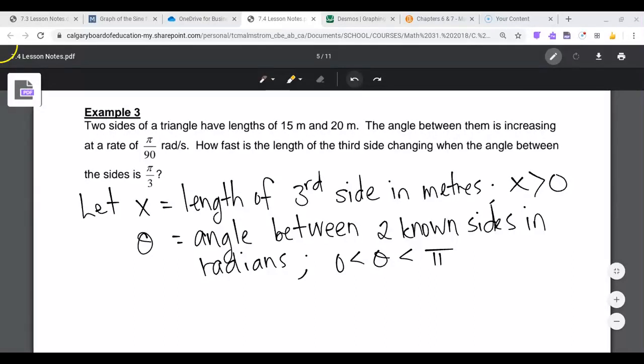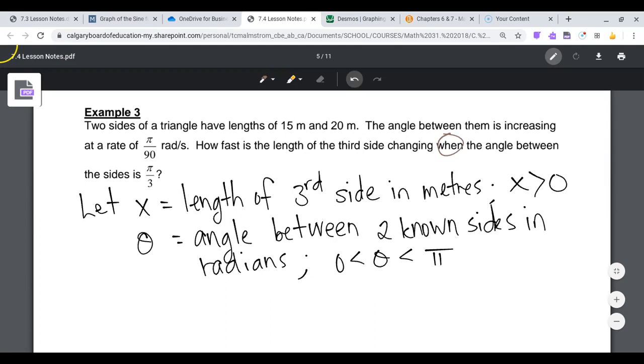Okay, example 3. Two sides of a triangle have lengths of 15 meters and 20 meters. The angle between them is increasing at a rate of pi on 90 radians per second. How fast is the length of the third side changing when, at the instant, the angle between the sides is pi on 3? Okay, let's just think about this for a second. You don't need to write this out.